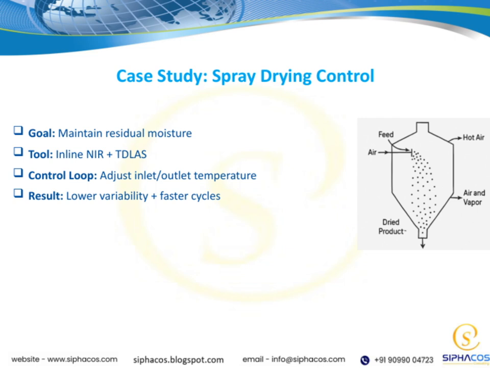As a result, this approach led to lower variability in the final product, which is always a key objective. Plus, it enabled us to run the cycles faster, improving overall efficiency. So, this case study highlights how combining advanced sensor technology with a smart control strategy can significantly enhance process stability and productivity, something that ties right into our broader theme of leveraging control systems for better process management.